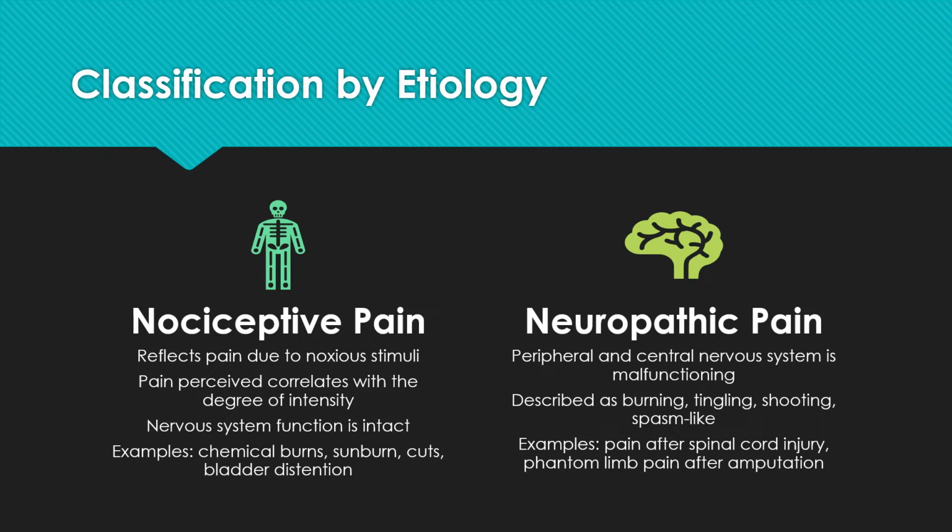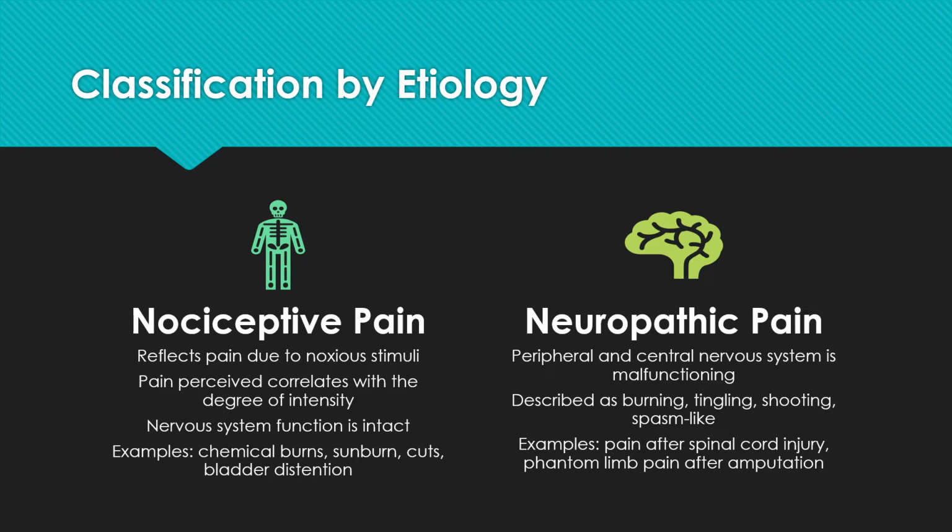Nociceptive pain or neuropathic pain are the other two etiology classifications. Nociceptive is due to some type of noxious stimuli. So it's pain that's perceived that correlates with the degree of intensity. Nervous system function is usually intact. So we're talking about chemical burns, sunburns, cuts, bladder distension, right? It's that noxious stimuli that's reflecting that pain.